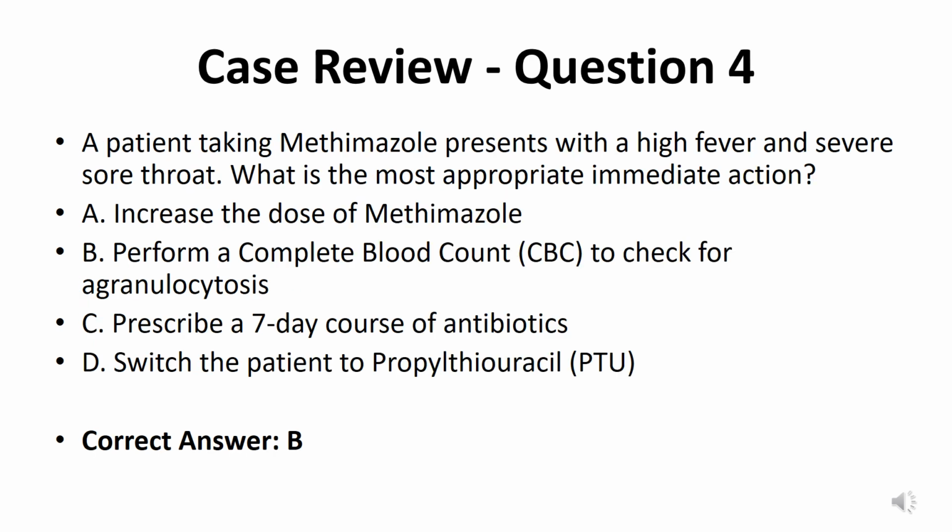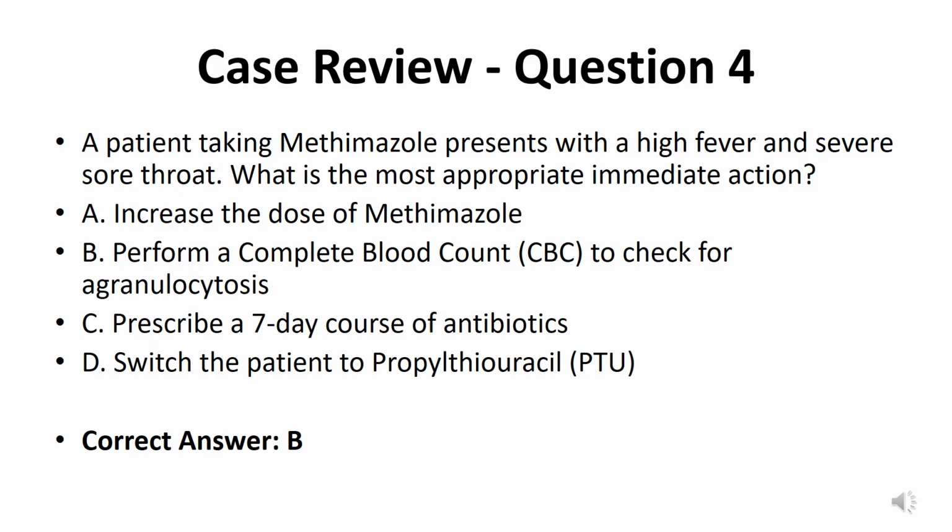This case tests recognition of one of the most dangerous complications of antithyroid therapy. The correct answer is B. Perform a complete blood count, or CBC, to check for agranulocytosis. Methimazole is a thionamide medication commonly used to treat hyperthyroidism, especially Graves' disease. It works by inhibiting thyroid peroxidase, also called TPO, which blocks thyroid hormone synthesis inside the thyroid gland.